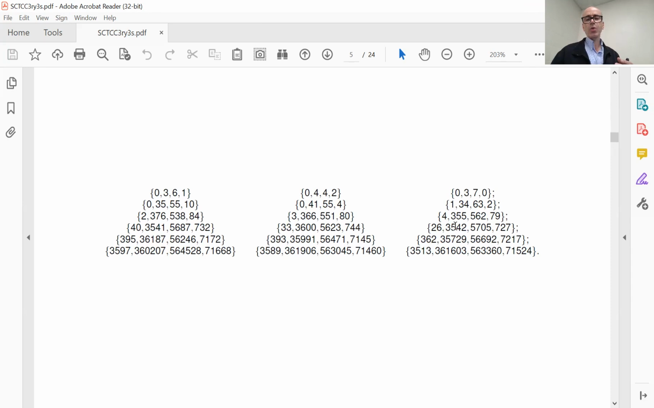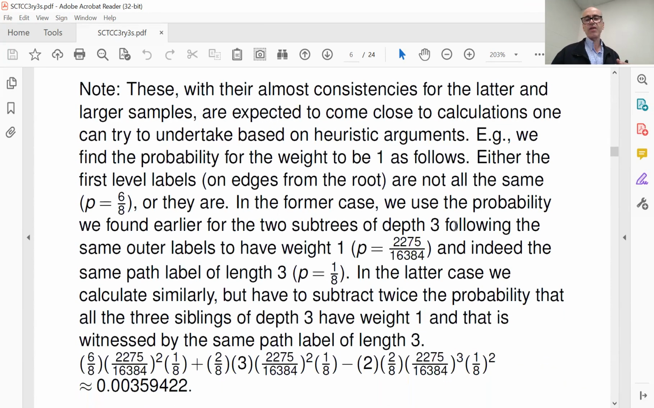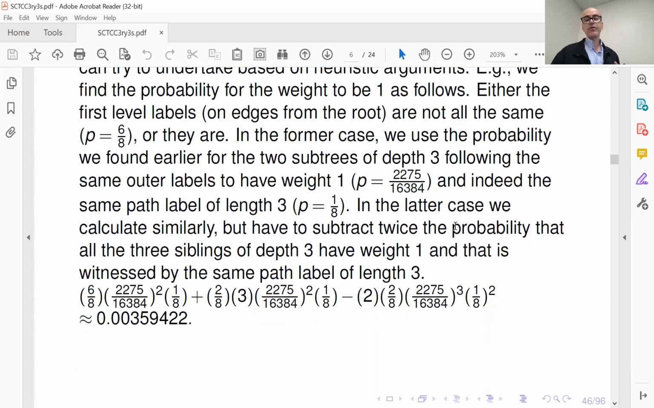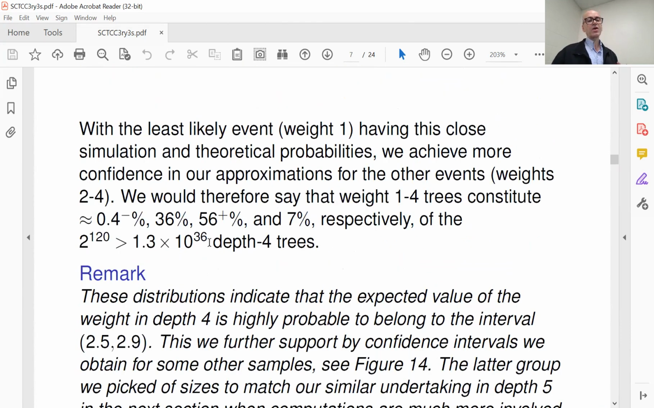So that, together with some mathematical arguments that I gave here for at least one of the cases for weight 1, tells us that roughly 0.4%, or less than that, in depth 4 would be of weight 1. About 36% would be of weight 2, about 56% or more would be of weight 3, and about 7% would be of weight 4. And notice that we are talking about a universe which has more than 10 to the power 36 trees of depth 4. I think, if I'm not mistaken, they say that the age of the universe is probably 10 to the 27 seconds. I'm sure you see this is more than that.